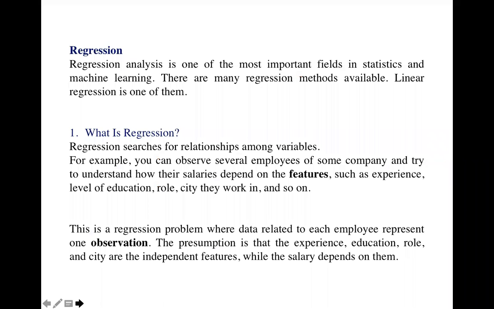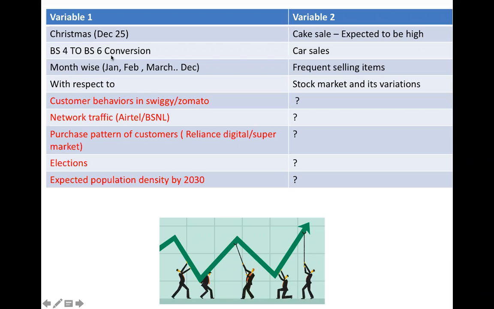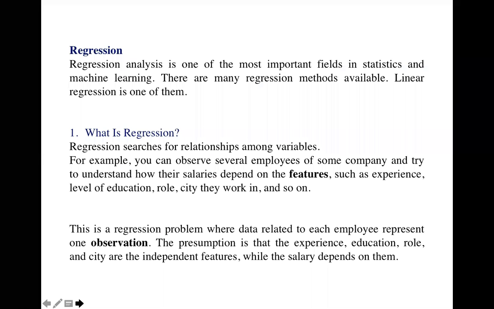And there is a formal definition for regression here. Regression searches for relationship among variables. As I told you, these are all the relationship among variables. When the Christmas season comes, the cake sales get increased. And when the BS4 vehicle gets converted to BS6, then it will show an impact on car sales. Then, as I told you, regression searches for relationship among variables.